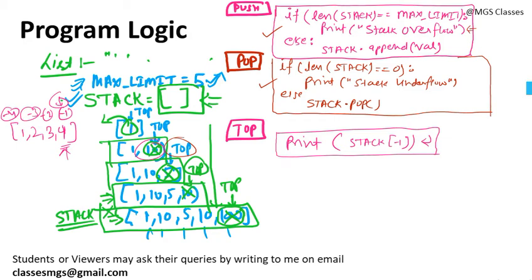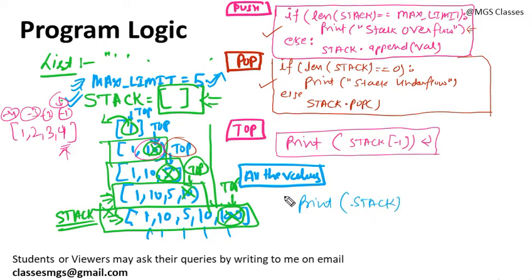And if you want to print all the values in the stack, how can you print all the values? Simply, you can print the list. So if you want to print all the elements of the stack, then you can simply print stack. This will print all the elements of the stack. So we have already implemented all the methods. I have shown you how to implement the push operation, the pop operation, the top operation, and how to print all the values. So let's try to dry run this and see.